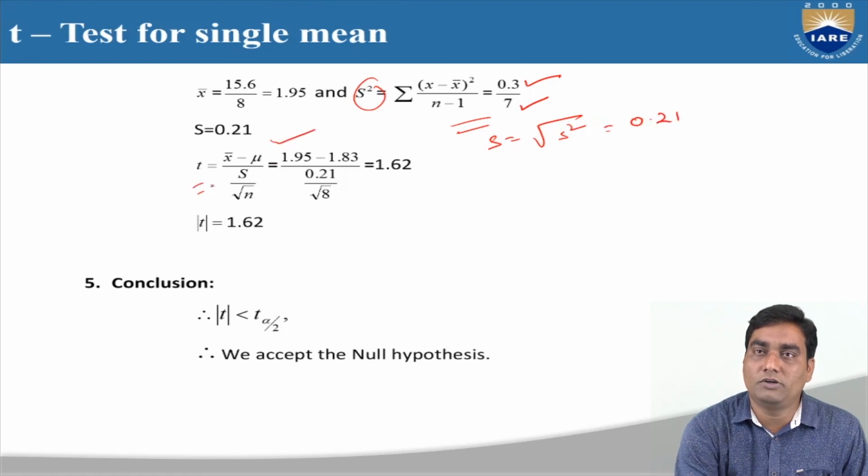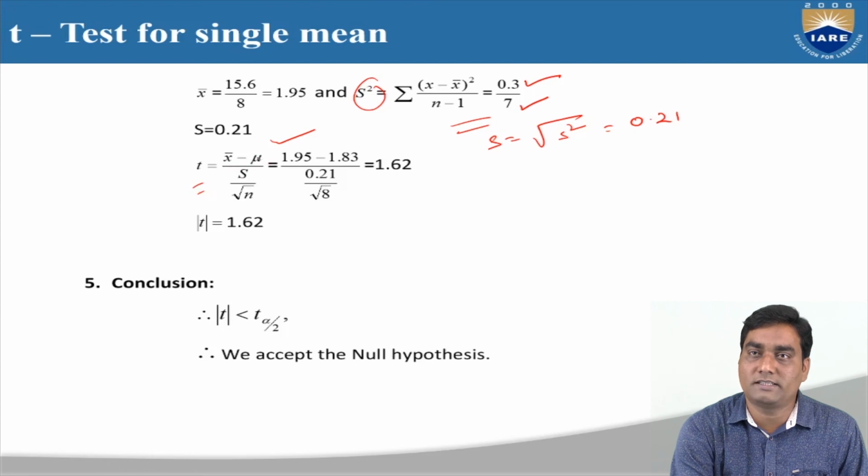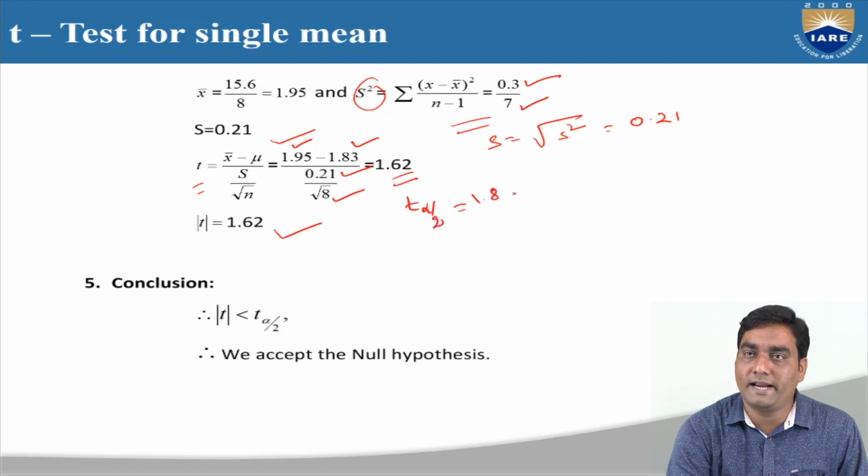Therefore, t equal to the test statistic formula, x bar minus mu by s by root n, where x bar is 1.95, mu is already given as 1.83, s we got is 0.21, and n, the sample size, is 8. If you simplify this, we get 1.62, and mod t is 1.62, and the t alpha by 2 value we got is 1.8 from the t distribution table. Now compare these two values. Mod t, 1.62, is less than t alpha by 2. The less than condition is satisfied. That's why we are going to accept the null hypothesis.